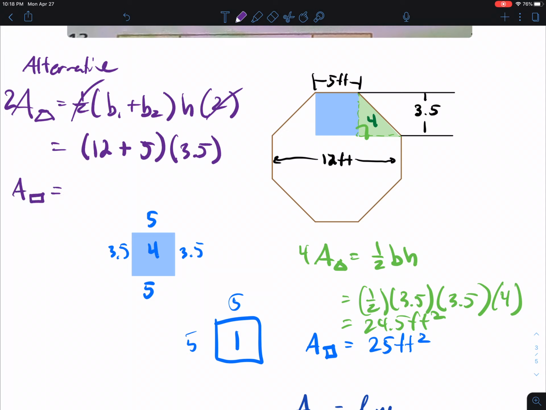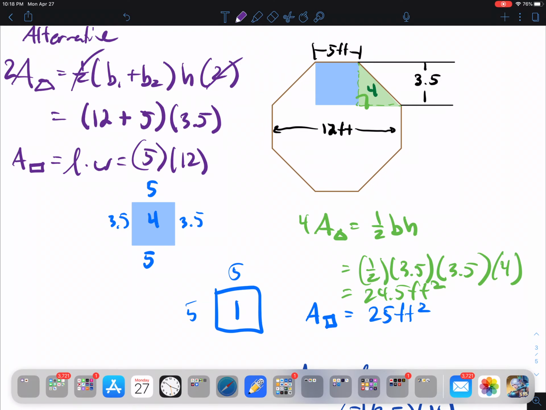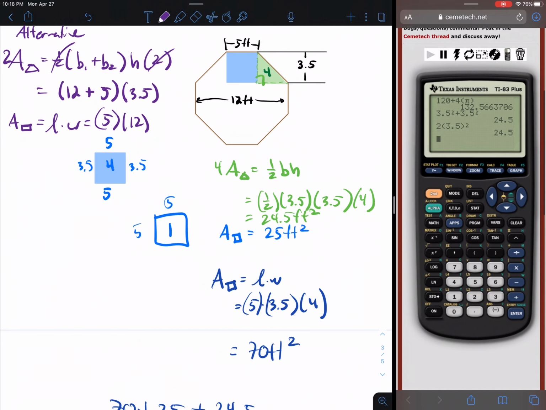So the area of the rectangle is going to be the length times the width. So that's going to be 5 times this drop down, which is 12. Okay, let's get those 2 numbers and see how they add up. So then, what is that, 17? 17 times 3.5 plus 60. Oh, now we got 119.